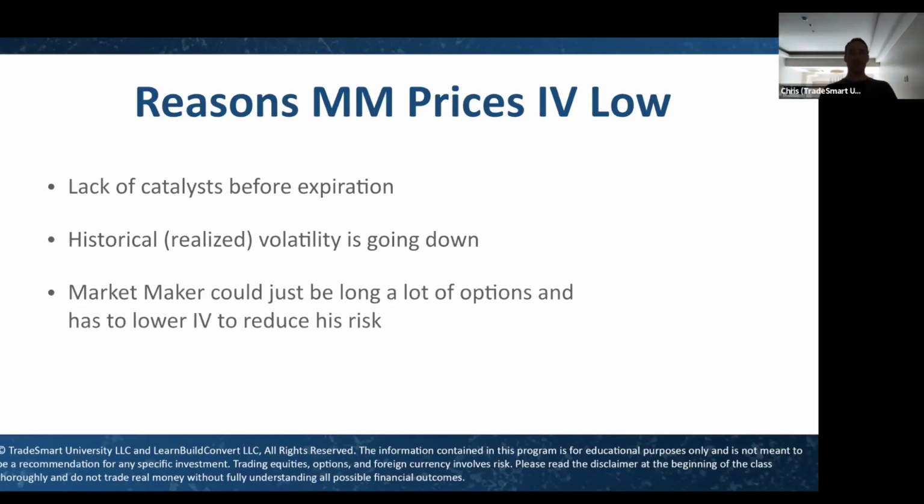On the flip side of this, the market maker could just be long a bunch of options and they have to lower implied volatility to reduce their risk. Welcome to the financial world. You have no control over that. It's just something that you have to live with. But the thing to keep in mind here is that low is not the same as cheap, okay? We don't buy options just because implied volatility is low. You have to have a better reason than that.